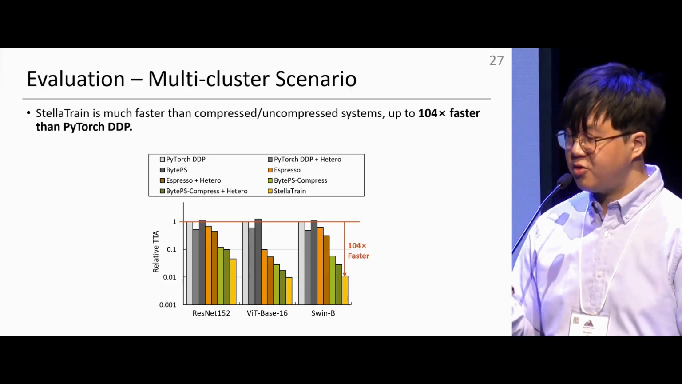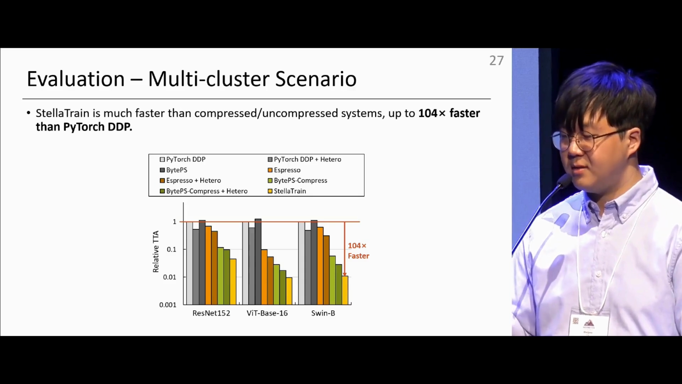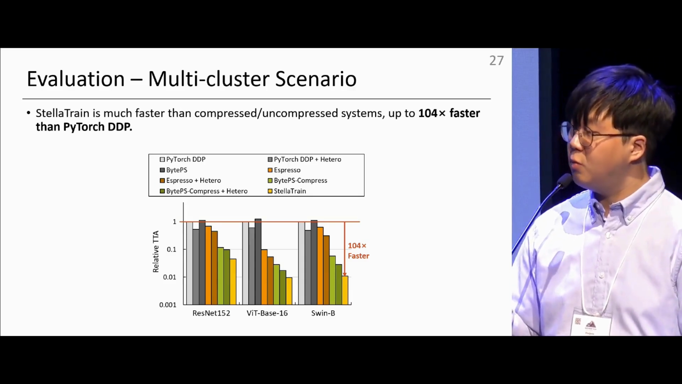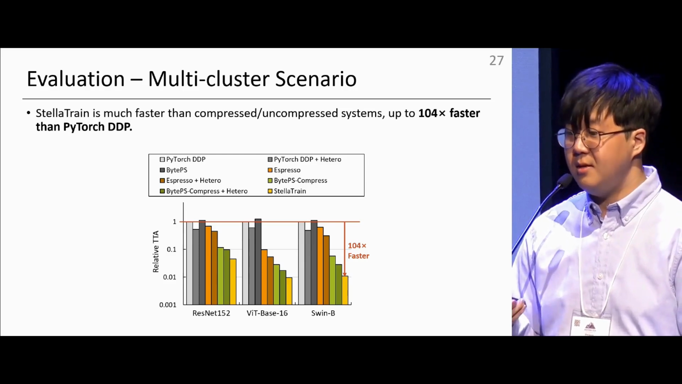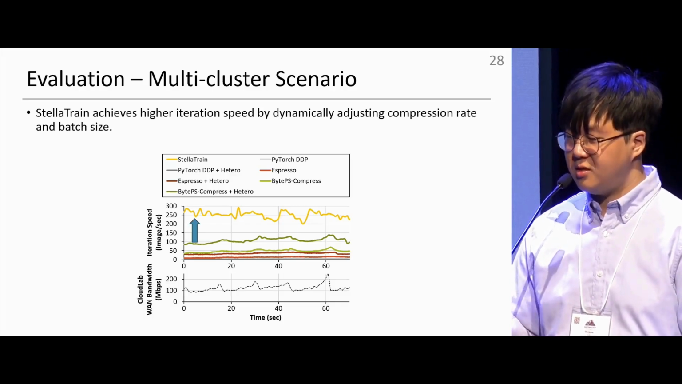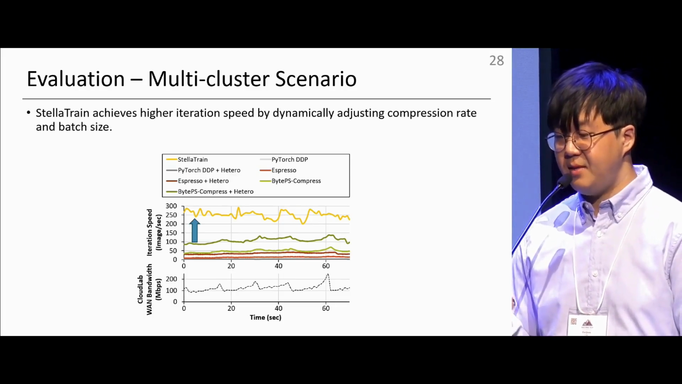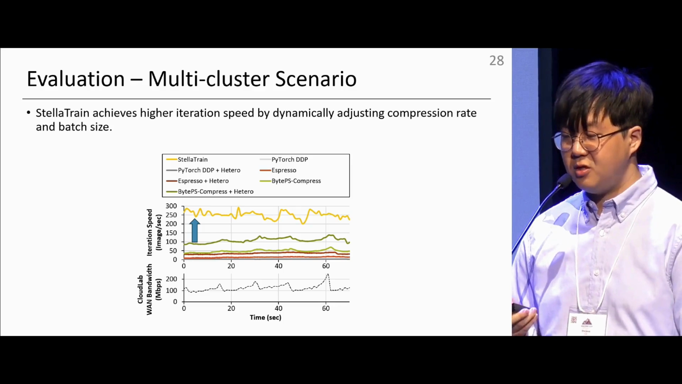We show that TRAIN is significantly faster than existing compressed and uncompressed systems and achieves up to 104 times faster TTA than PyTorch DDP. SAGCOMM also dynamically adjusts compression rate and batch size based on the bandwidth, achieving higher iteration speed despite the fluctuation on bandwidth.